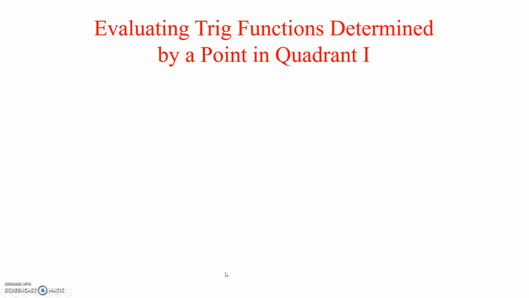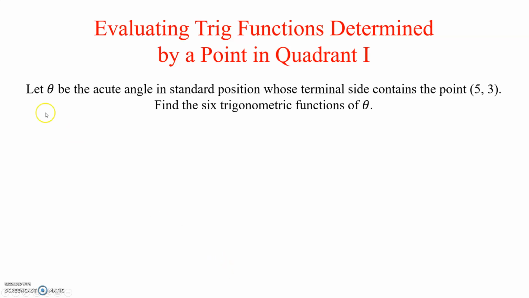So we'll begin to explore actually applying this. It says, let theta be an acute angle in standard position whose terminal side contains the point 5, 3. Find the 6 trigonometric functions. So we know for certain that x is 5, y is 3, and we need to just determine r. Why? Because if we're trying to find the 6 trigonometric functions, they all use in their ratios the letters x, y, and r.